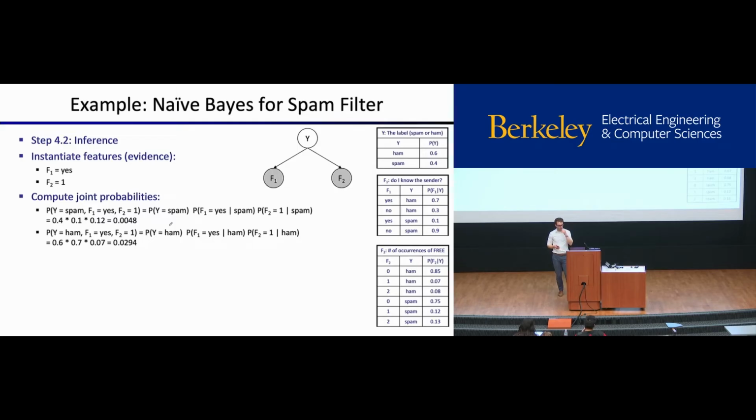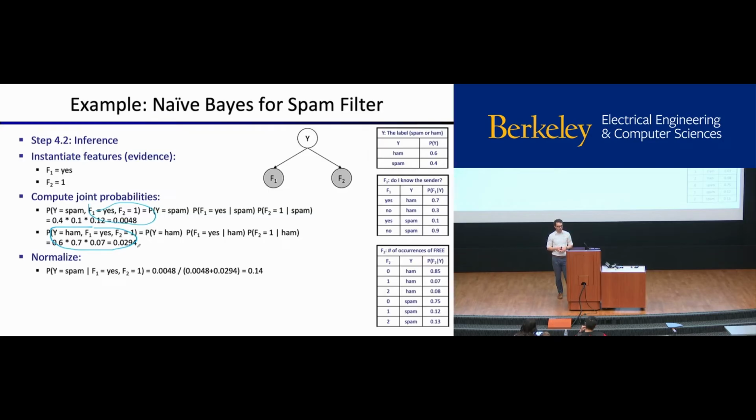Don't worry about the math, don't let that scare you, this is just normal Bayes net stuff. And we get some probabilities. The probability of spam and all these features is 0.0048. The probability of ham and all these features is 0.0294. Right away, one of these is higher than the other, but we want to normalize. If we want a number out of this, what's the probability of spam? We have to normalize by the total of these two circled things.